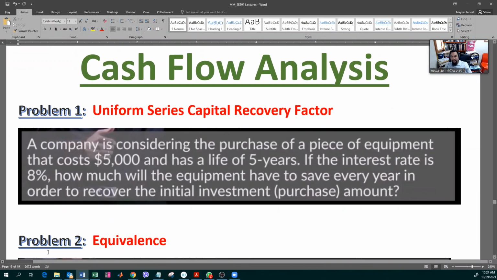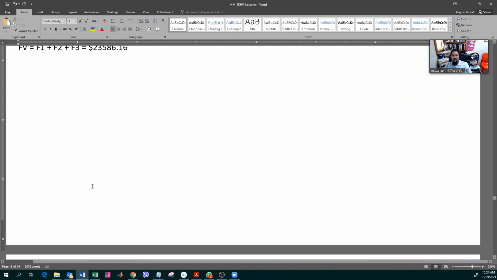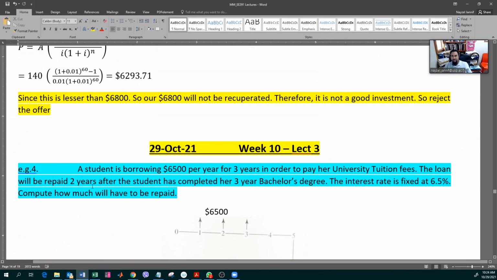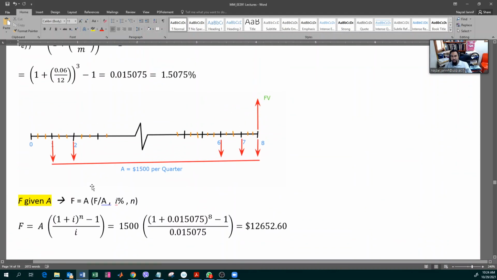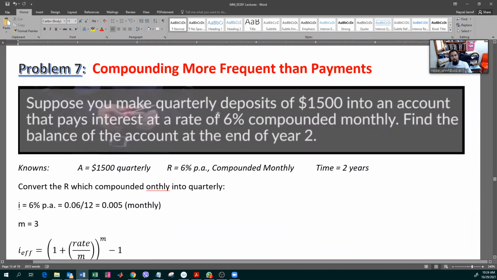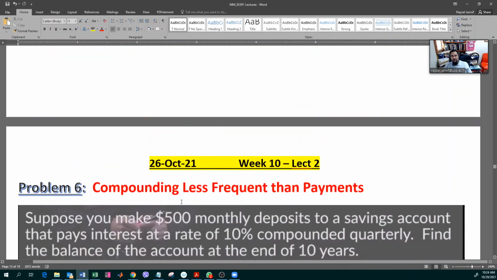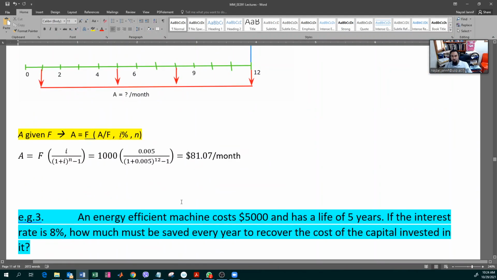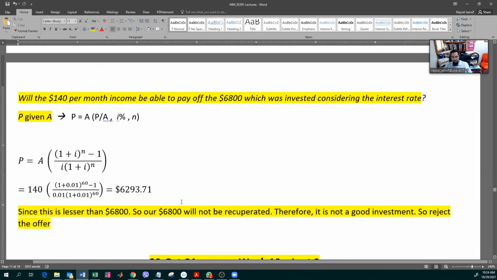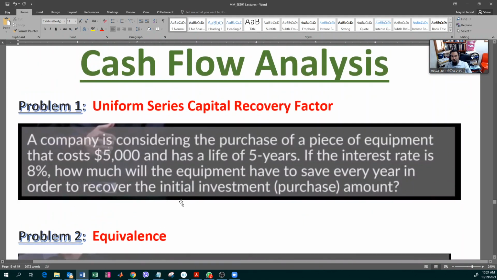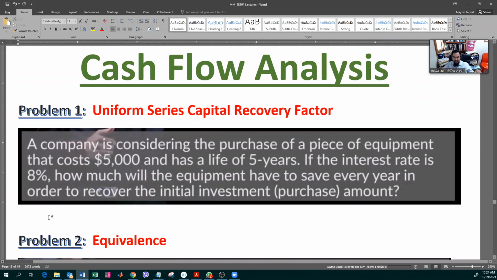Okay, the next topic is cash flow analysis. Until now, I've been introducing you to some concepts, like when you are compounding more frequently than your payments, when you are compounding less frequently than your payments, and so forth. I want to now introduce you to certain concepts. Let's now look at some cash flow analysis. This is going to be an easy problem, a very easy problem for you guys. Let's now look at problem number 1.